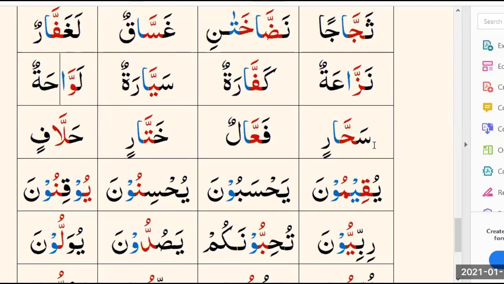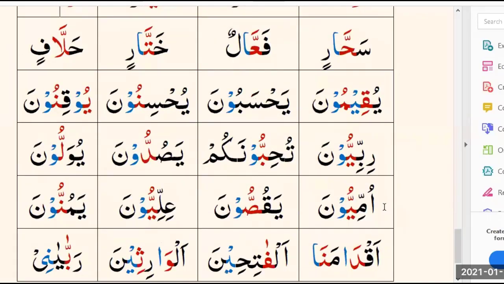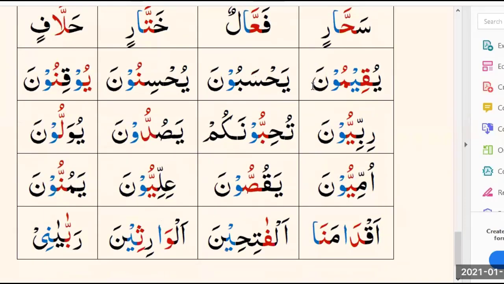Fa'alun. Jazakumullah. And can we have a volunteer, G2183 or any other volunteer? You can unmute yourself. Assalamu alaikum. Walaikum salam. Go ahead. A'udhu billahi minash shaitanir rajim. Bismillahir rahmanir rahim.